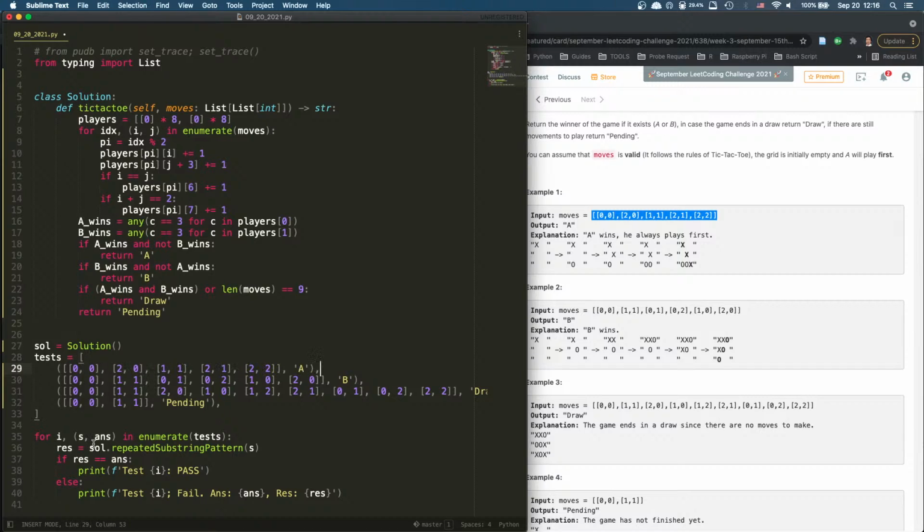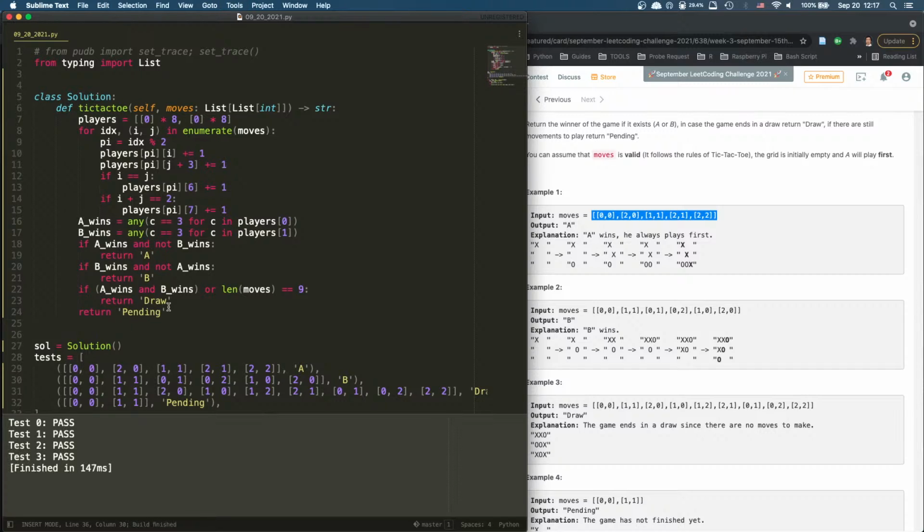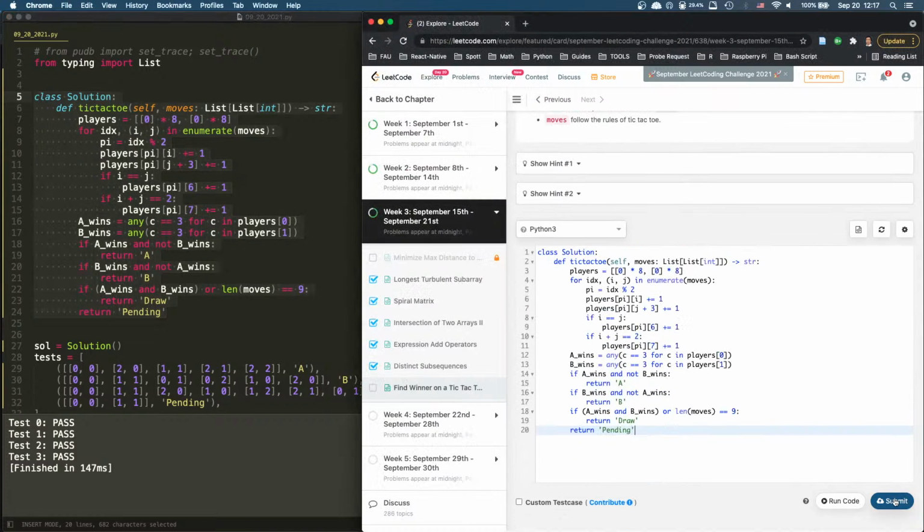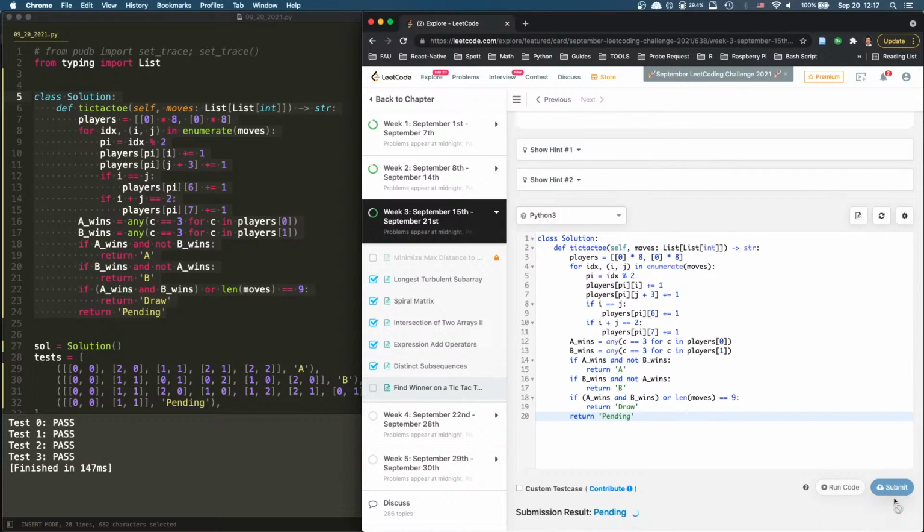Okay, so here is moves. This tic-tac-toe moves. All right, let's try it. We pass. That shall be right. Okay, submit. Pending. Judging. Accepted. Nice.